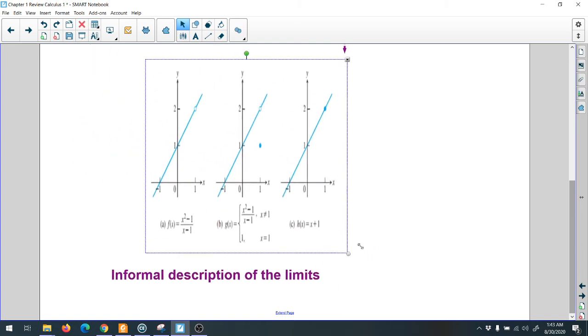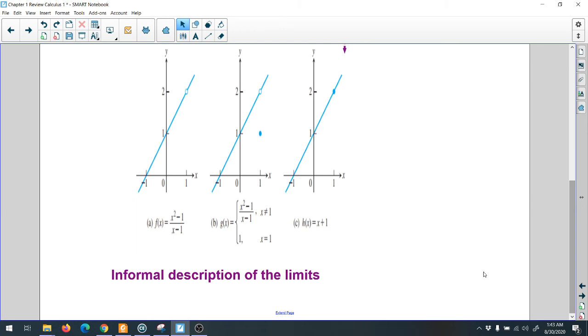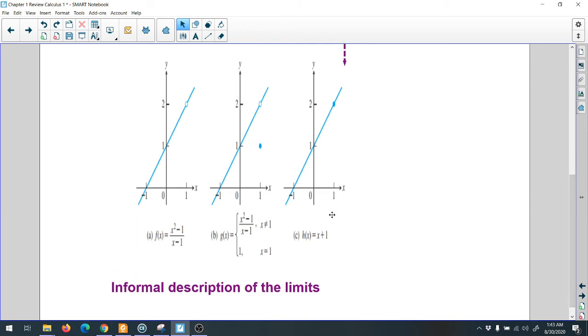Using, thank you, SMART Notebook software. Here's the difference between the 3 graphs. We have 3 different graphs. The first one is our rational function, x squared minus 1 over x minus 1. And you see we have a gap here. The function when x equals 1 doesn't exist, but it has limits from left and right, which is 2. When x approaches 1 from left or right, the value will be closer to 2.